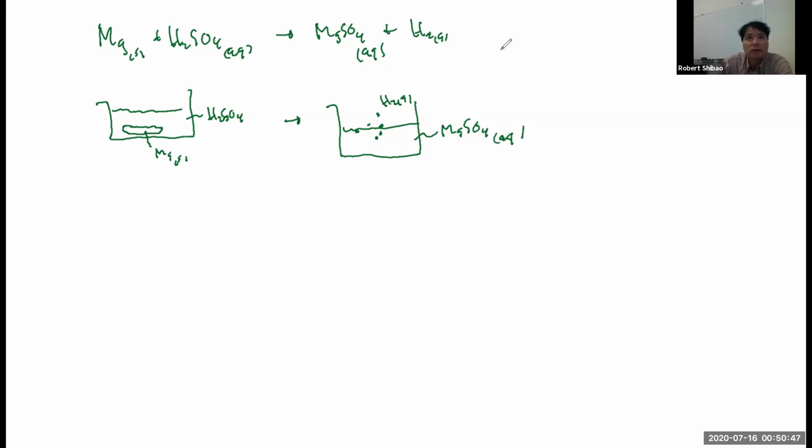So this is what we call the complete equation here, which I'm going to label CE. Okay, then we're going to have something called the ionic equation. The ionic equation is going to give us a more detailed picture of what's going on. And so when I look at the ionic equation, what we're going to do is dissociate strong electrolytes.